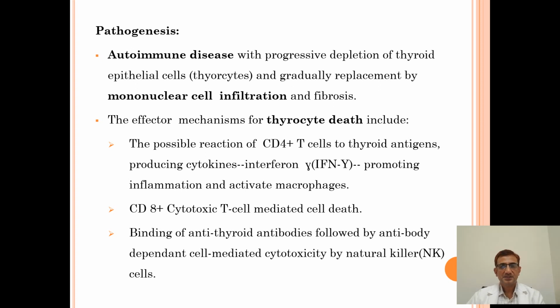Pathogenesis: it is an autoimmune disease with progressive depletion of thyroid epithelial cells and gradual replacement by mononuclear cell infiltration and fibrosis. The effector mechanisms of thyrocyte death include possible reaction of CD4 plus T cells to thyroid antigens, producing cytokines and interferons, promoting inflammation and activating macrophages, and CD8 plus cytotoxic T cell mediated cell death.